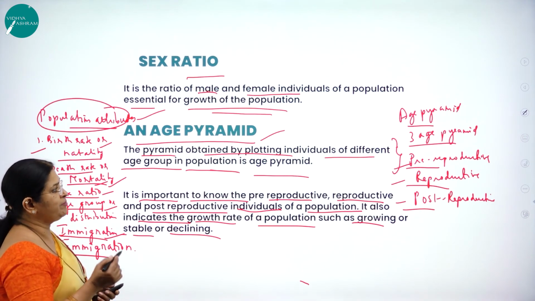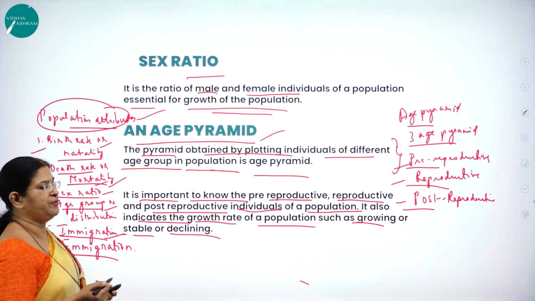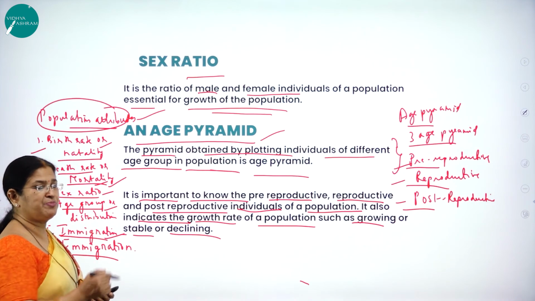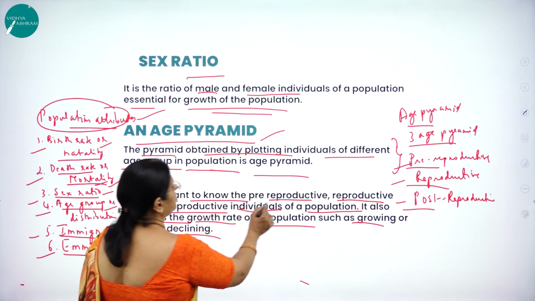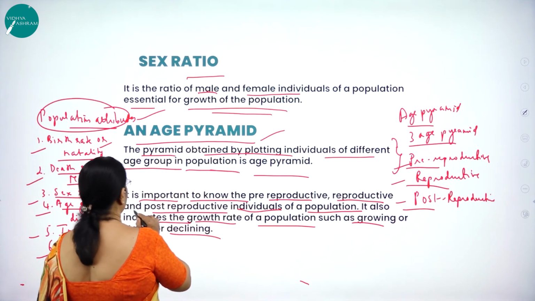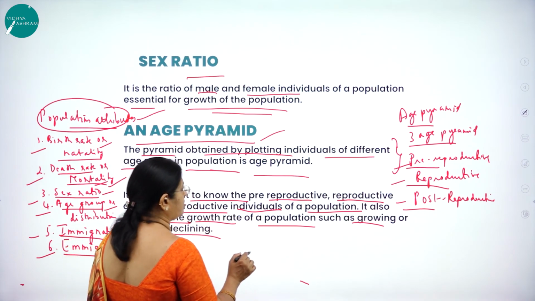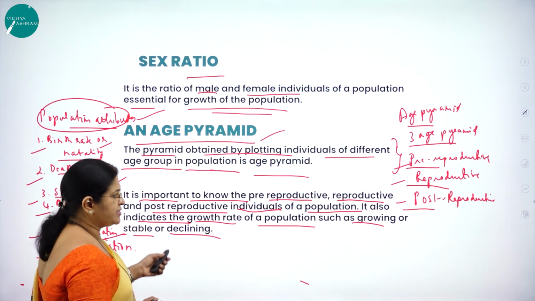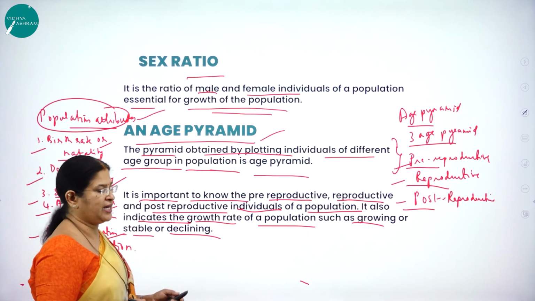The pyramid obtained by plotting individuals of different age groups in a population is called an age pyramid. And why is it important? It is important to know the pre-reproductive, reproductive and post-reproductive individuals of a population. It also indicates the growth rate of a population, such as growing, stable or declining.